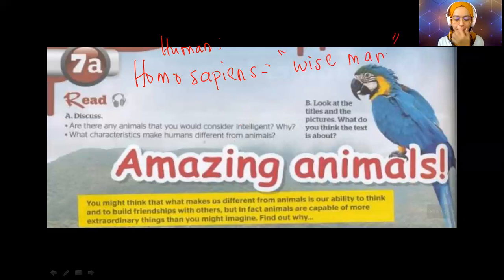Okay, so what about animals? We are considered intelligent, right? Maybe because we reason about a lot of things. As humans, we reason about why we should do this, why we should do that. So how can we consider an animal intelligent? You see here we have parrots. Some of the animals that we could consider intelligent would be the parrot.